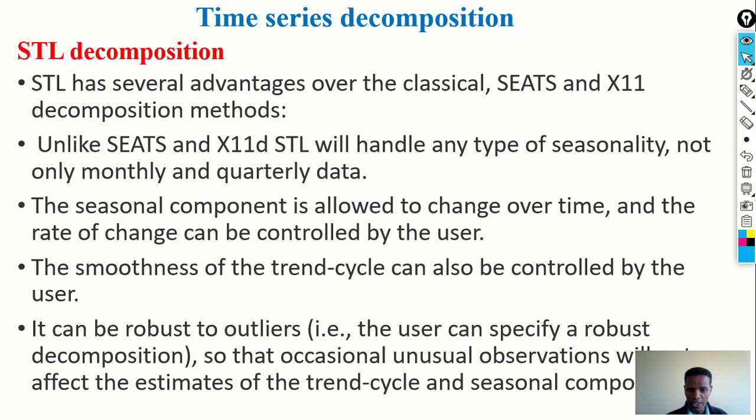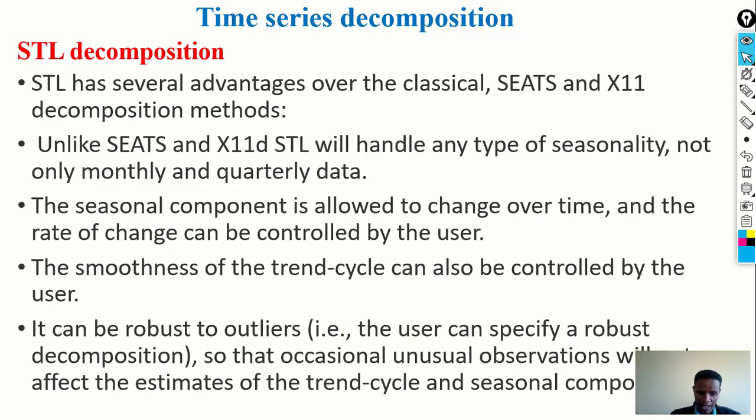So the seasonal component is allowed to change over time again. You see, the seasonal component is not assumed to be constant. So there is seasonal component variation over time. It is allowed to vary, and the rate of change can be controlled by the user by using this STL method. The smoothness of the trend cycle and the smoothness of the seasonal component can be controlled by the user with this STL method.